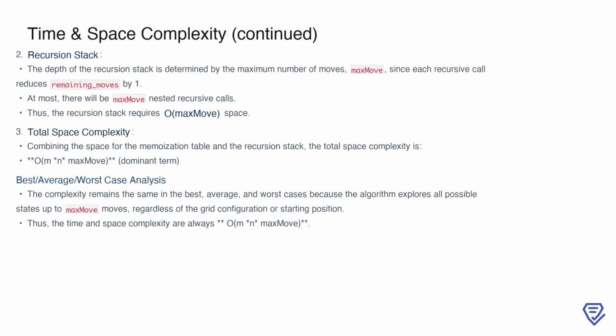Furthermore, the time and space complexity remain consistent across the best, average, and worst cases because the algorithm always explores all possible states up to max move moves. This means the complexity is always m * n * max move.